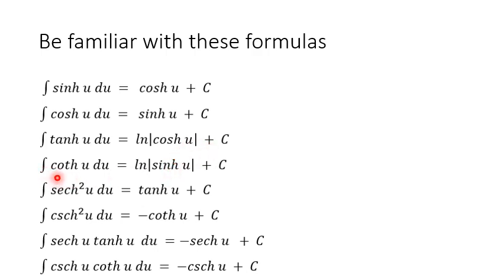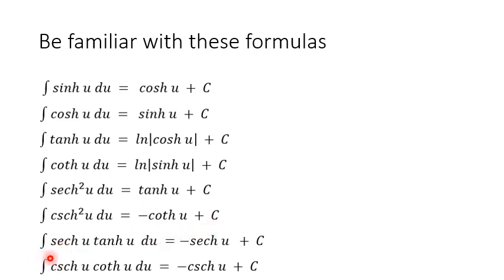Then if we have integration of hyperbolic cotangent u du, this is equal to ln of the absolute value of hyperbolic sine of u plus c. If we will have the integration of hyperbolic secant squared u du, this is equal to hyperbolic tangent of u plus c. If we have integration of hyperbolic cosecant squared u du, this is equal to negative hyperbolic cotangent u plus c.